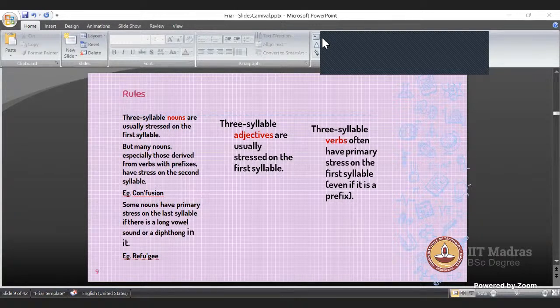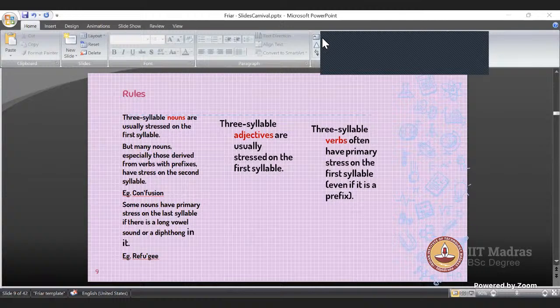So in a compound noun, that is when you have two nouns coming together to form a compound, mostly the stress is going to be on a syllable in the first word. So toothbrush. The stress is going to be on tooth. Yeah. All right.